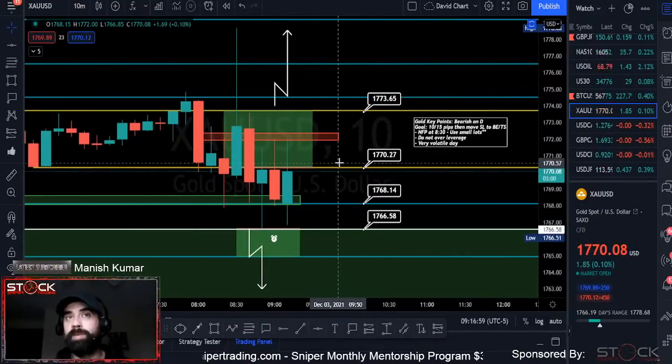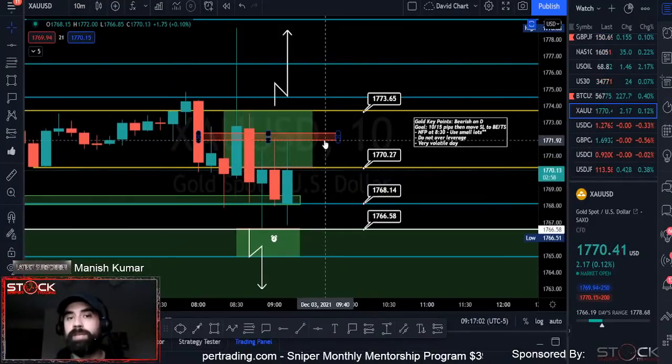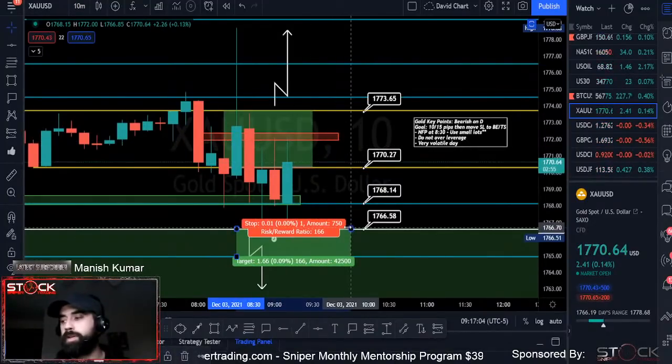1766.58, guys. If it's going to keep getting rejected, this is the overall sell area right here. Okay.